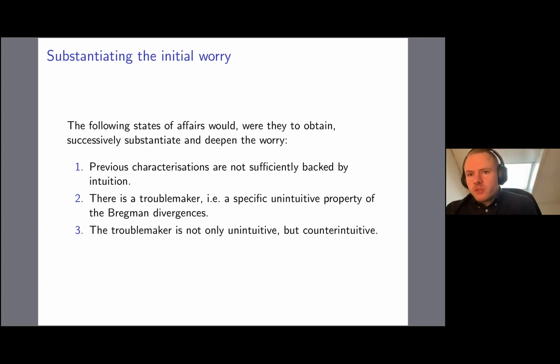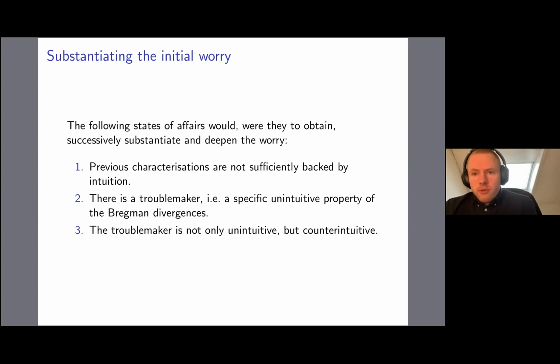So first of all, note that this initial worry makes a prediction, right? If the pre-existing concept of inaccuracy is not precise enough to warrant the narrow kind of characterization, then the narrow kind of characterization will not be sufficiently backed by linguistic intuition. So if we find out that this is true, when we're looking at the specific proposals, then this substantiates the initial worry.